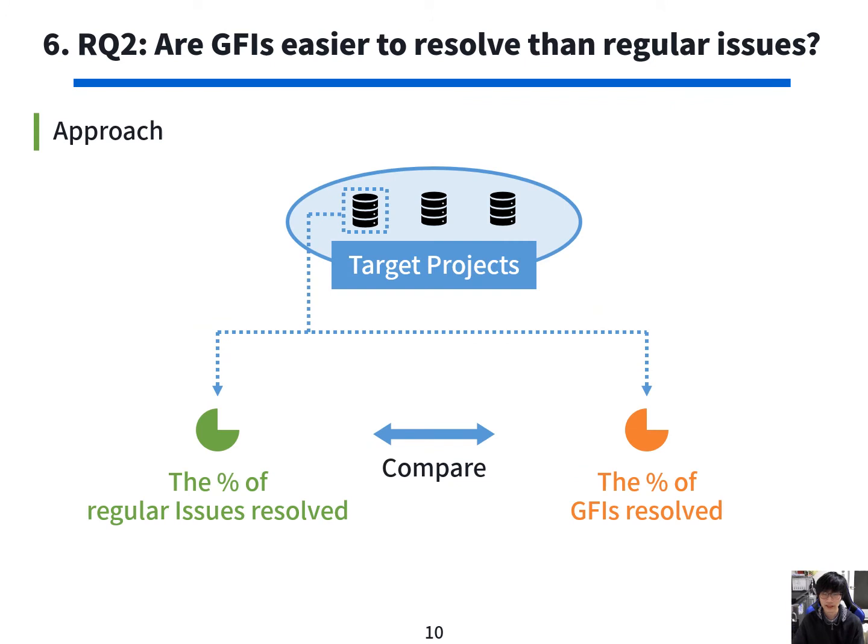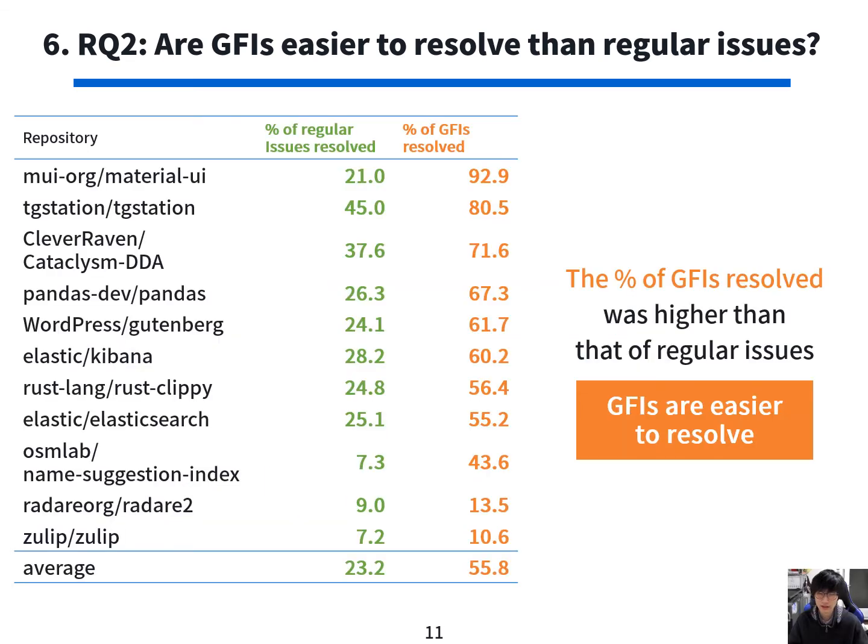Next, we analyze RQ2, whether GFIs are easier to resolve than Rail issues. The approach is to compare the percentage of Rail issues resolved and GFIs resolved for each of the 11 projects analyzed. We did a project-by-project comparison, assuming a difference in external contributions accepted. The results are as follows. For all the target projects, the percentage of GFIs resolved was higher than that of Rail issues. Therefore, GFIs were easier to resolve than Rail issues.